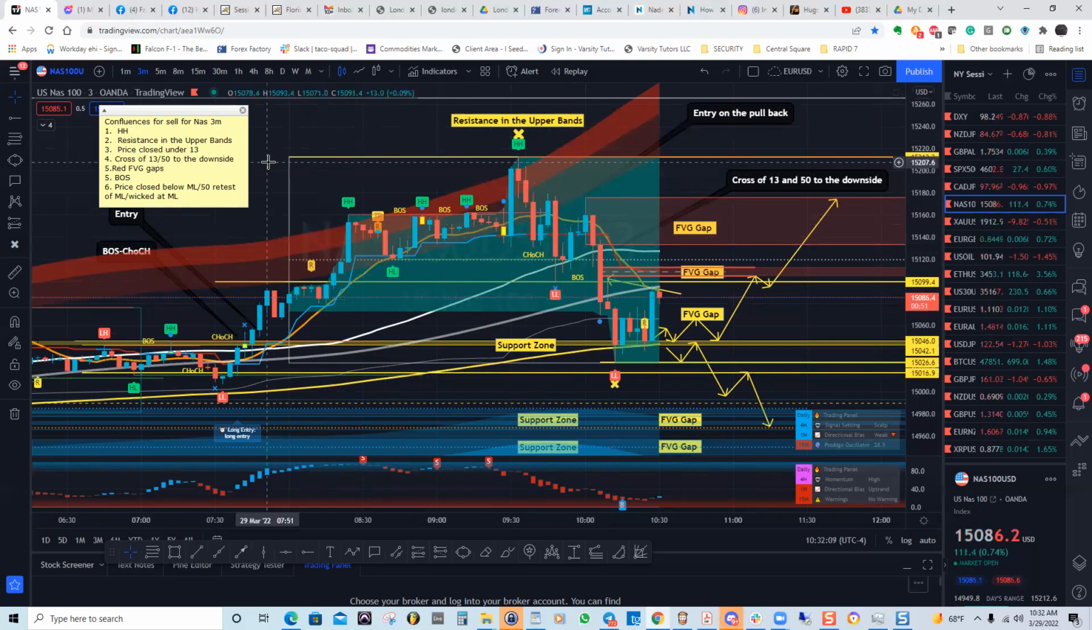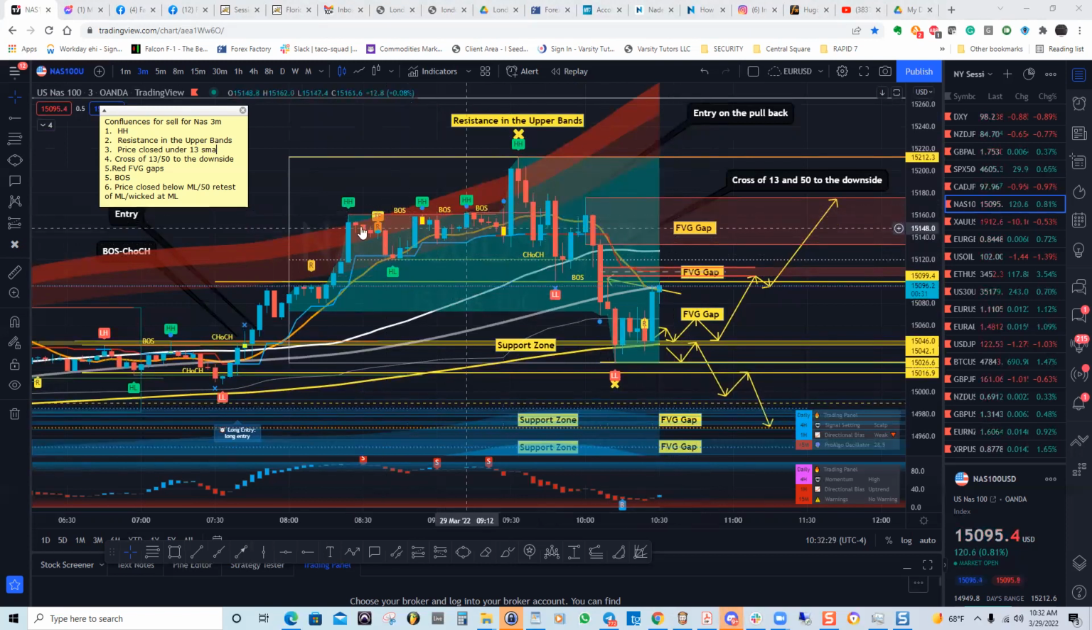You have price close underneath the 13. It's the 13 EMA, or it might be SMA. I think SMA, right? Because I'm using SMAs. And across the 13 and 50 right here, and you have the red FVG gaps, which support is showing resistance. So that's a good point here.